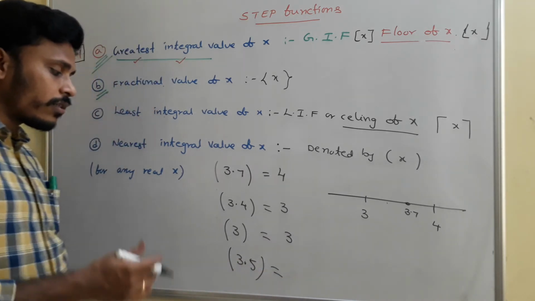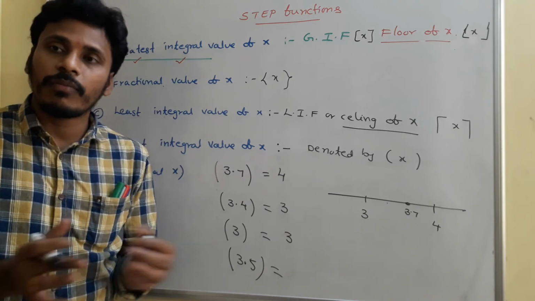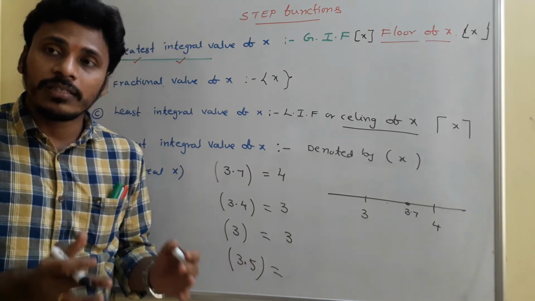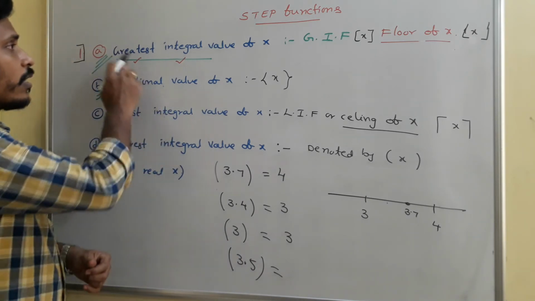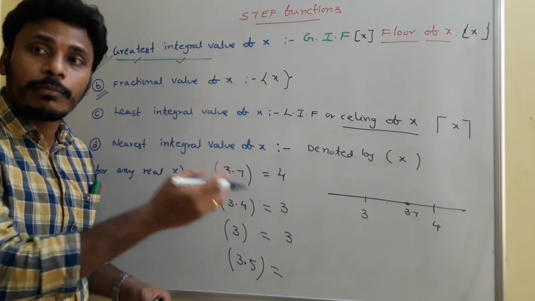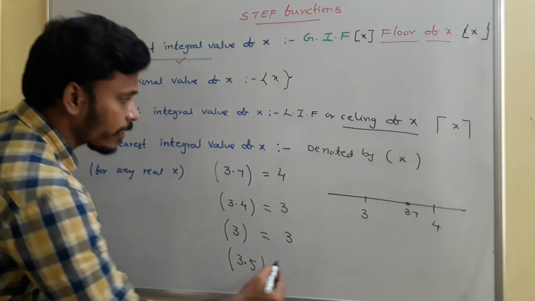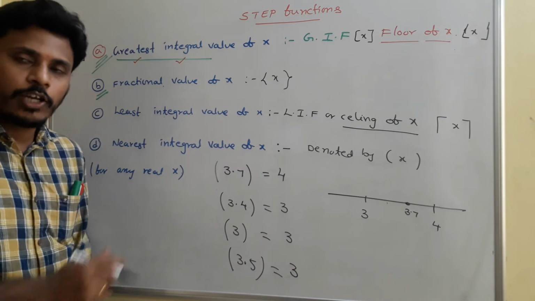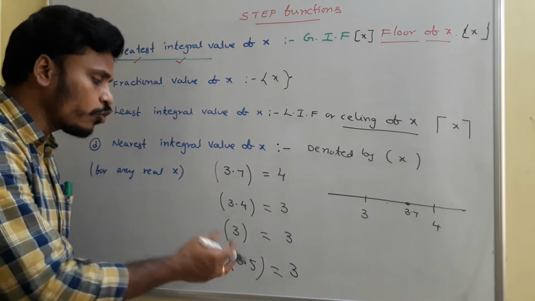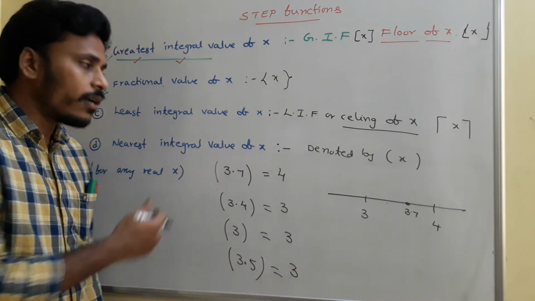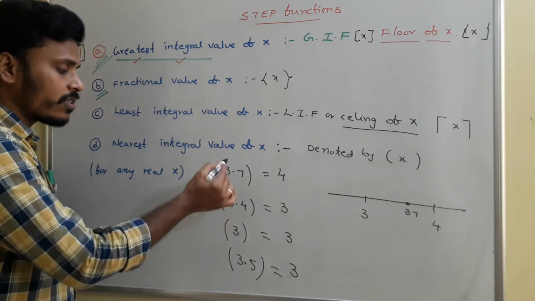So actually the 3.5 is equidistant from the integers 3 and 4. In such a case, we usually consider the greatest integral value, that means the number which is less than or equal to x, as its nearest integer. Actually both are at the same distance, but we usually treat 3 as its value. Okay, so just have a look.